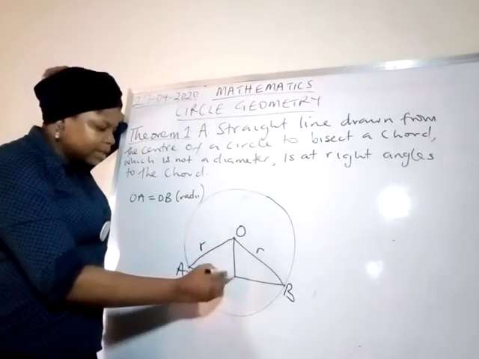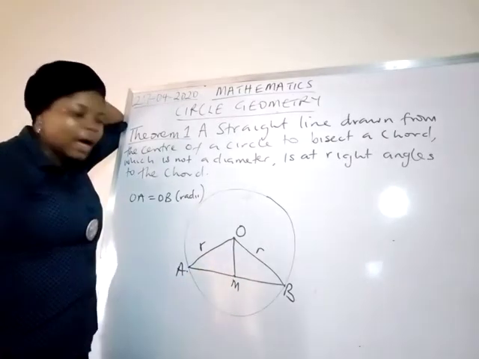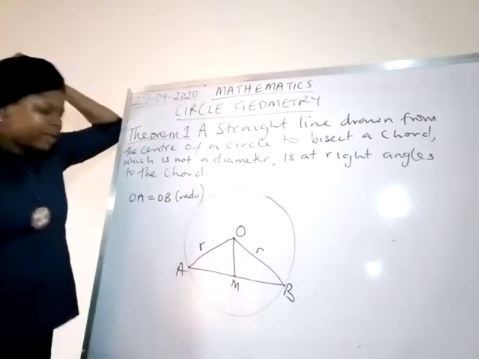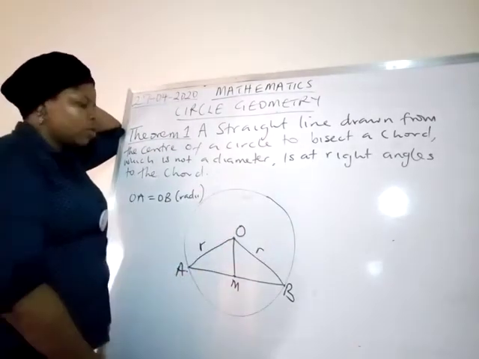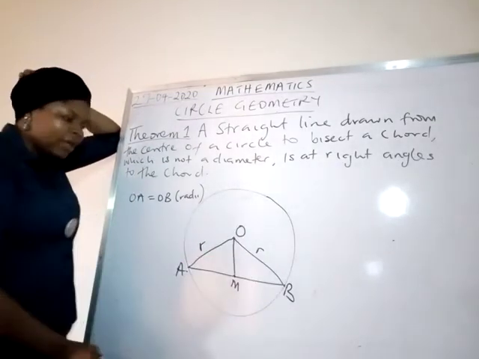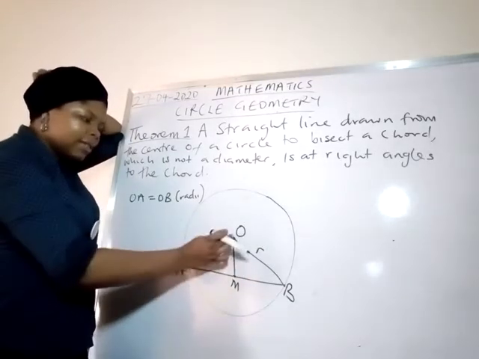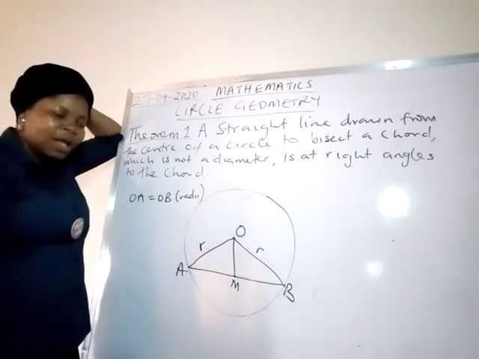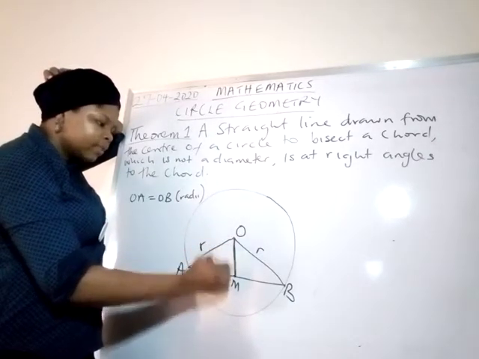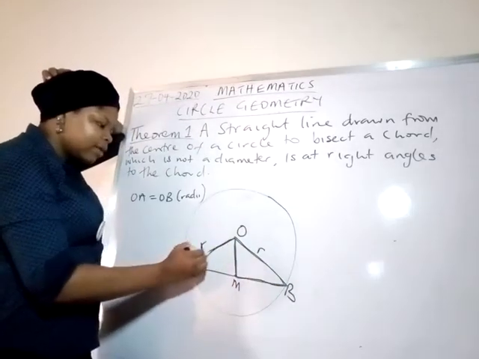Now, this point here, I can decide to call it another letter. Let me call it M, for example. You can call it D, another letter apart from what you have on the board. So, this theorem is saying that it's at right angle to the chord. Now, I know that this is radius, this is radius. If you look at this, you can see I have 3 triangles, the big one and 2 right-angled ones. Now, we want to show this. This is a triangle, and this is another triangle.